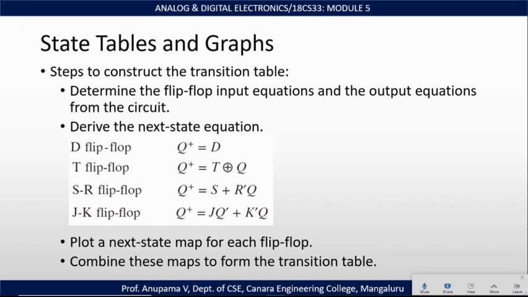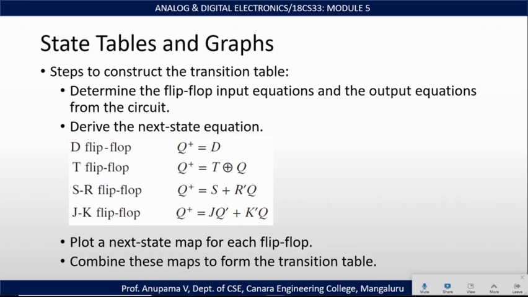For D flip-flop, Q plus is equal to D. For T flip-flop, Q plus is equal to T XOR Q. For SR flip-flop, Q plus is equal to S plus R bar Q. And for JK flip-flop, Q plus is equal to J Q bar plus K Q. This we have derived in the previous session. We have learned the equations for flip-flops.